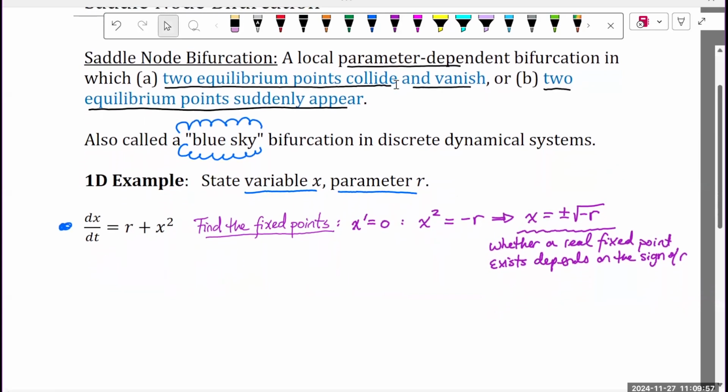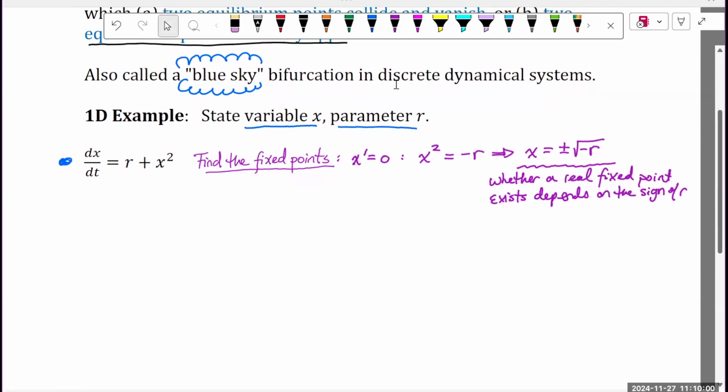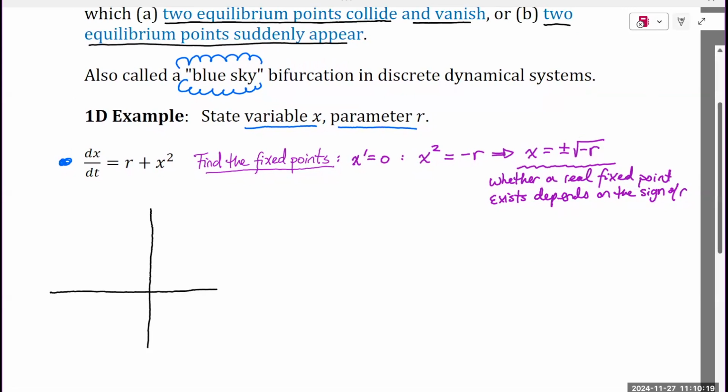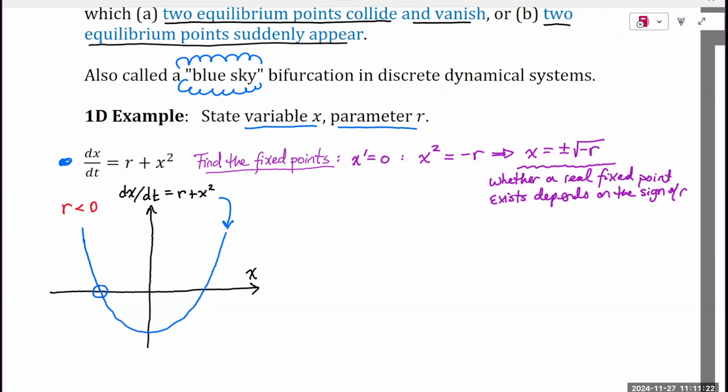Now, as we've done before, a useful way to understand the stability of the fixed points is to look at an x versus dx/dt plot. Remember, when we are plotting dx/dt, we are plotting the right-hand side, r plus x squared in this case, which is a quadratic. Let's first look at the case r negative. When r is negative, the square root will exist, and the function looks something like this. Now, that function intersects the x-axis at the points plus root minus r and minus root minus r. The next question to ask is, which of these points is stable and which of these equilibrium points is unstable?